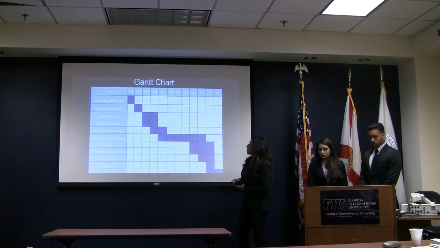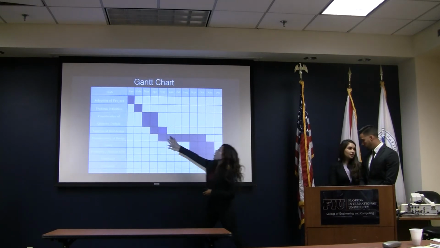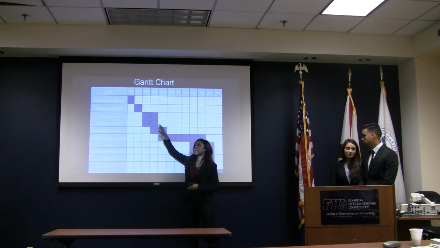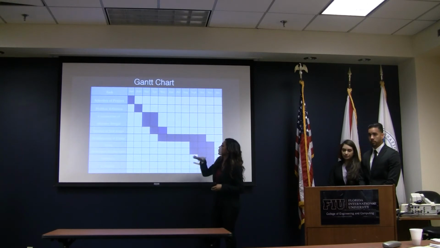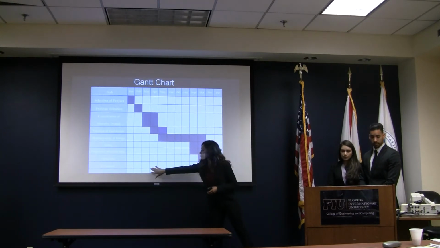Here you see our Gantt chart, which is pretty much a timeline of how we want to run through our tasks. Right now, we're in the consideration of alternative designs, and during the summer, we want to finalize which design we want to choose, and then move to final production.